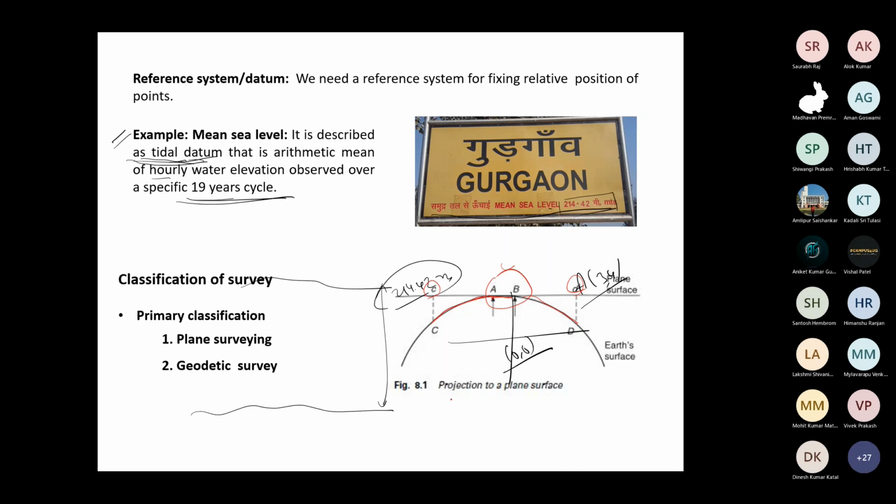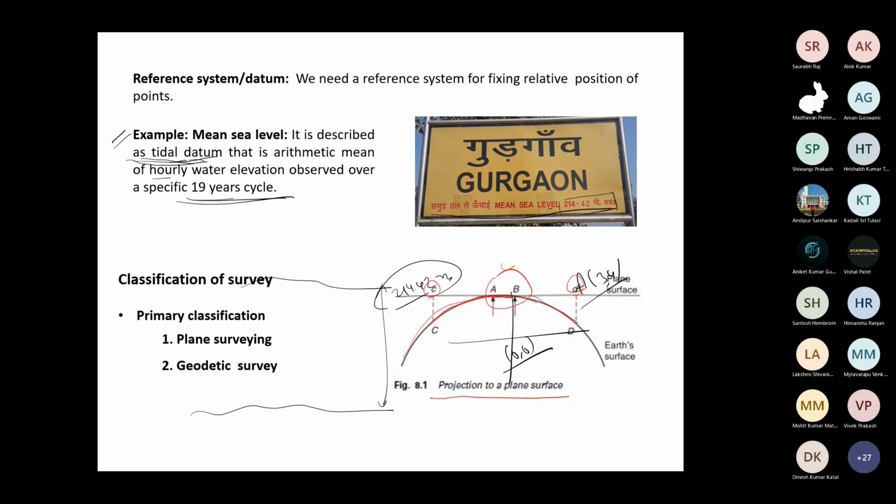The projections to a plane surface. If I project it, then it will be C or D, but on the Earth surface, it is a capital CD. I think you understand these things. So for the geodetic survey, we should consider the curvature of the Earth. Otherwise, there is no need.